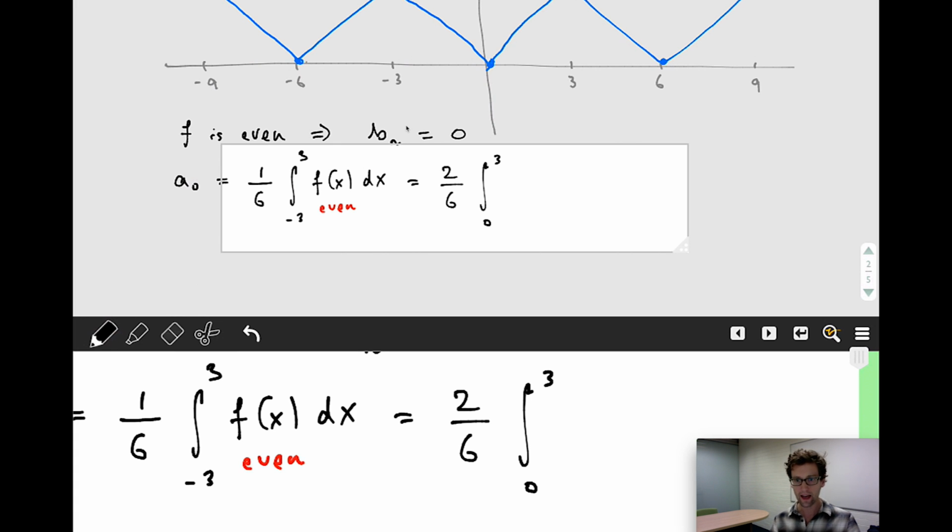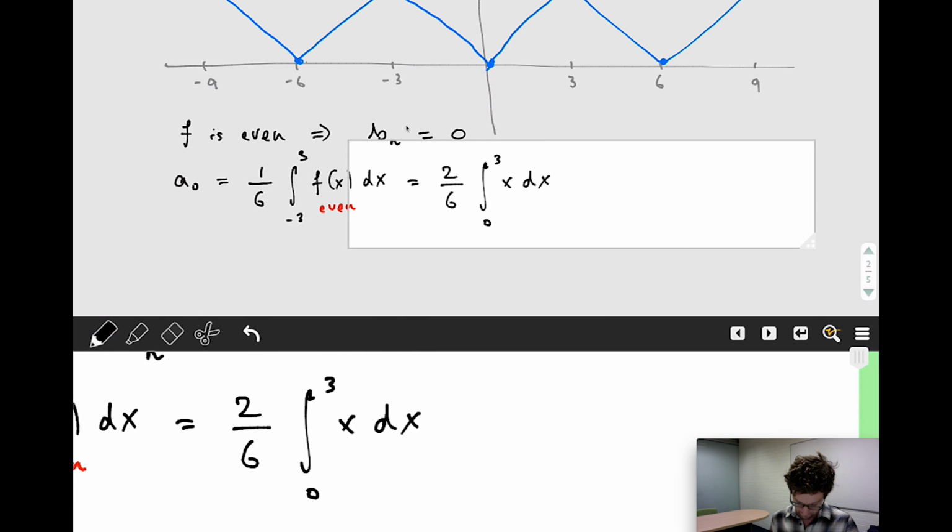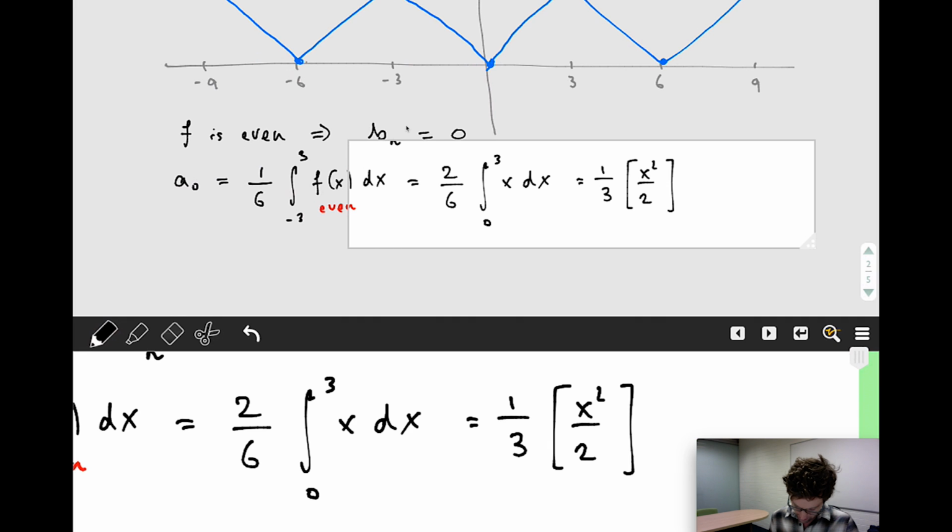The advantage of writing it like that is that the absolute value of x, when x is between 0 and 3, doesn't do anything. It doesn't change the value because x is positive between 0 and 3. So I can write down a single explicit formula for f of x equal to the absolute value of x between 0 and 3. So 2 over 6 is 1 over 3. The integral of x is x squared over 2. Evaluating that between 0 and 3, sticking in values of x equal to 3 and x equal to 0, we're going to get 9 divided by 6, which is 3 over 2.